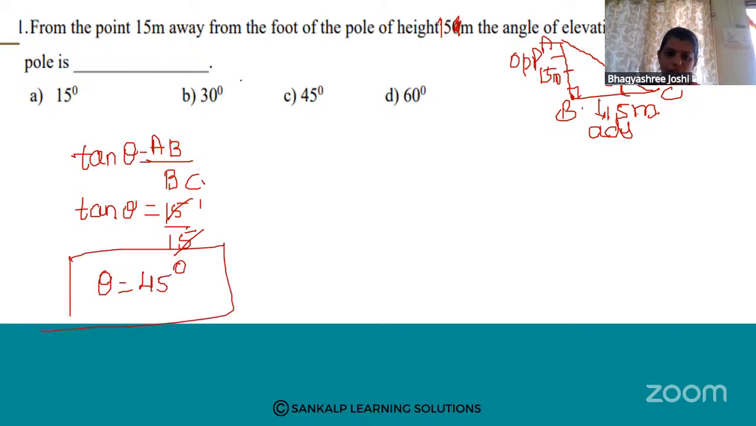So which option is right? Option C is right. Theta is equal to 45 degree. Over. So next question.